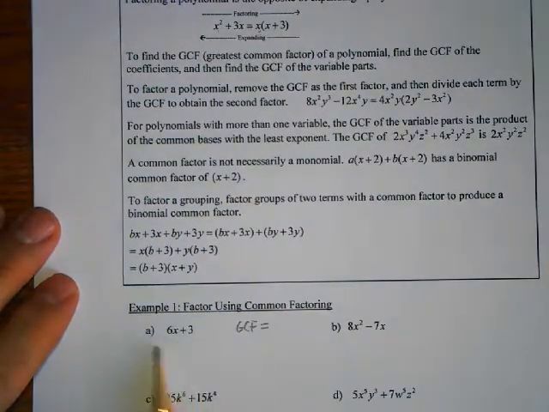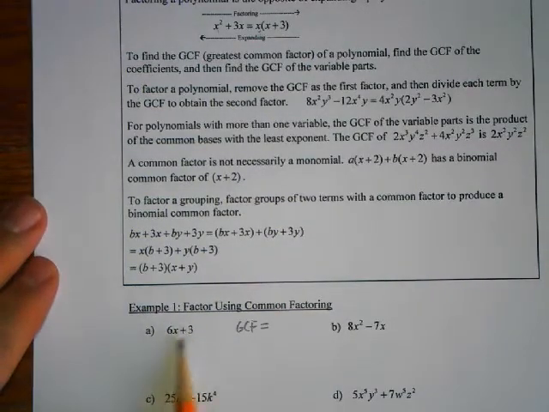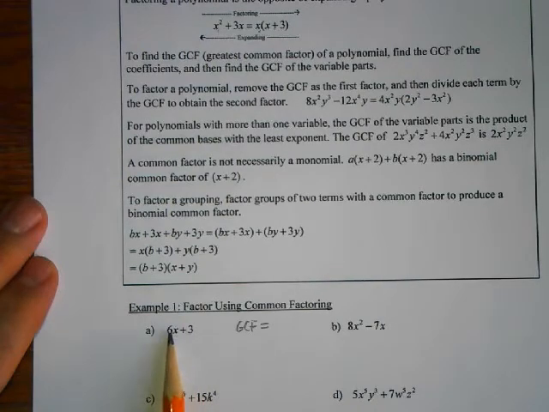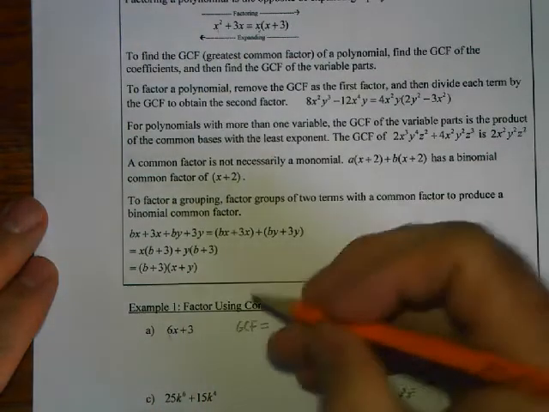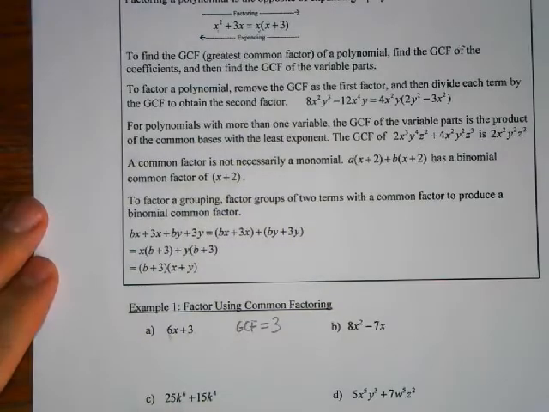So you ask yourself, what's the biggest term that I could divide evenly into both of these terms, 6x and positive 3? Since there are numbers and variables, we're going to break it apart. First I'm going to look at the number part, the constants. I have a 6 and a 3. What's the biggest number that can go into 6 and 3? Well, that would be a 3. The 3 is the biggest number that can divide evenly into both. So that's going to be part of my greatest common factor.